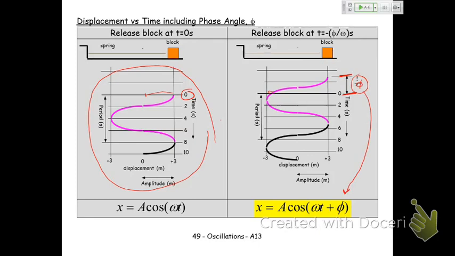If I was a half a period out, then my phase angle would be half of 2 pi radians, because it's half a wavelength. A wavelength is 2 pi radians. One circle is 2 pi radians. Half a wavelength is 1 pi radians. So that phase constant would be pi. If it was a quarter of a wavelength out, that would be pi over 2. If it was 1/17 of a wavelength out, it would be 2 pi over 17.